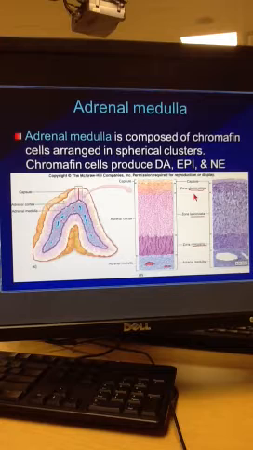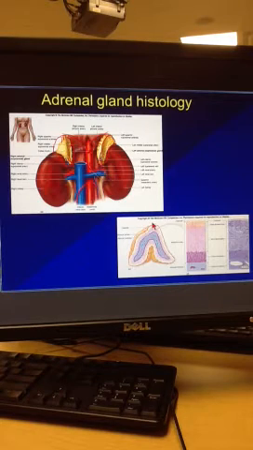The zona fasciculata, which is the thickest zone, produces the corticosteroids. And I think there are about 7 or 8 different corticosteroids. Cortisol is probably the most important. And then the zona reticularis produces the adrenal androgens. And the androgens are hormones which help in sexual development, especially in females, before they pass through puberty.